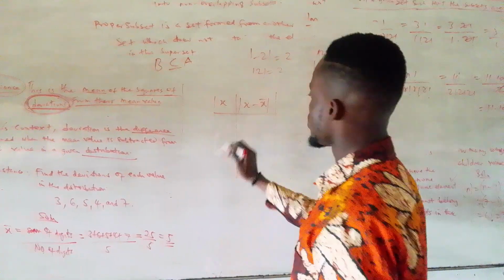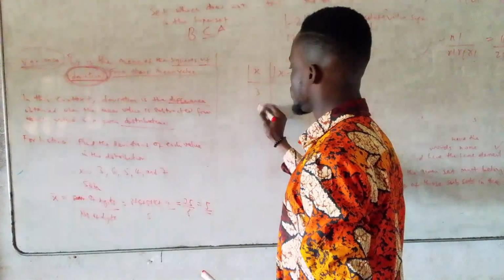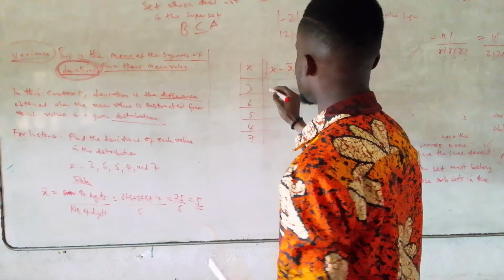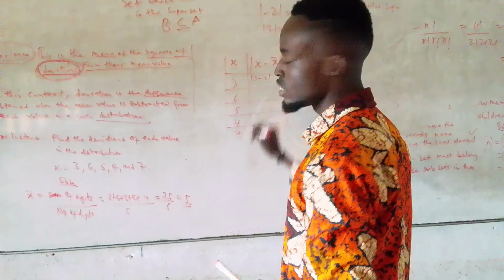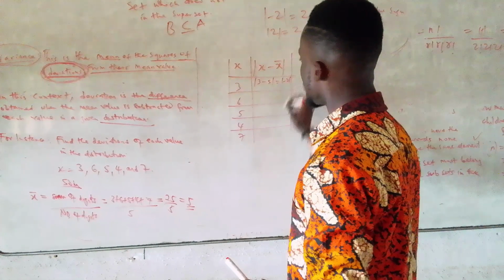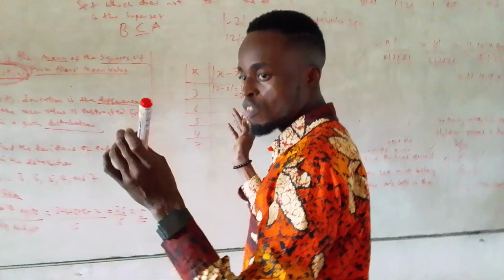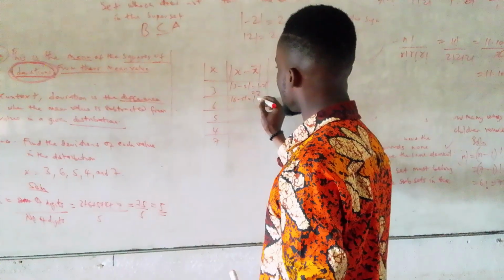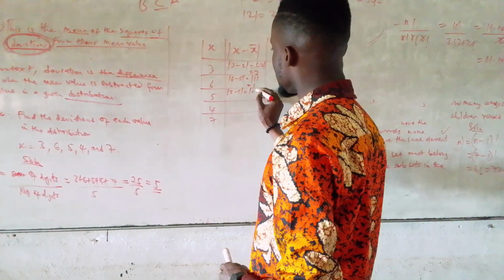So what are the values of x? The values of x are 3, 6, 5, 4, and 7, right? So this means absolute value of 3 minus 5, right? Which will give you minus 2, equal to what? 2. So I can remove the absolute value. Then this one is going to be 6 minus 5, which is equal to 1. Then this one is 5 minus 5, which is equal to what? 0, right?